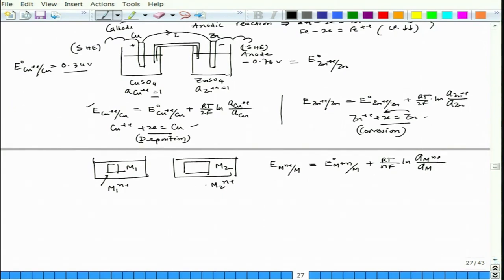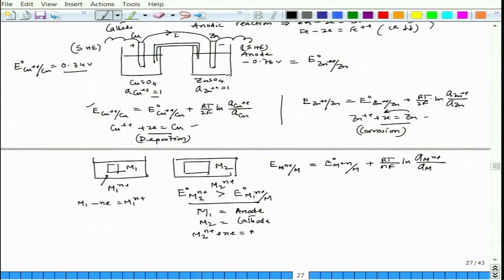For example, here if this value is greater than this, then M1 would be anode and M2 would be cathode, and the reactions would be, in this case, M1 going to M1 n plus, and in this case, M2 n plus going to M2. So, these will be the two reactions. That way we can judge. So, this is possible when it is a pure case, with pure species.